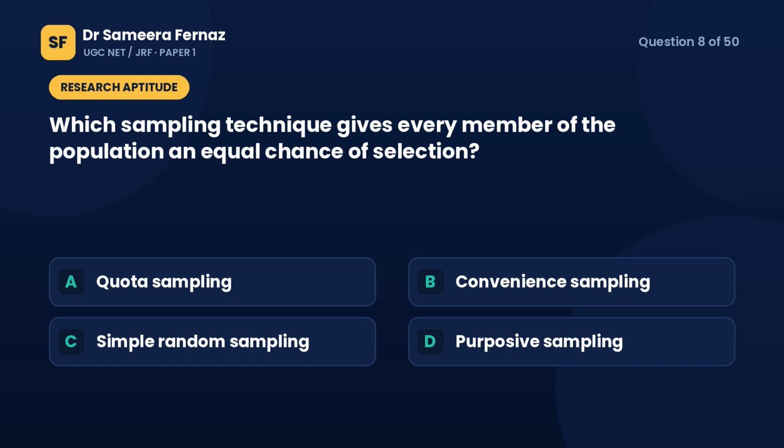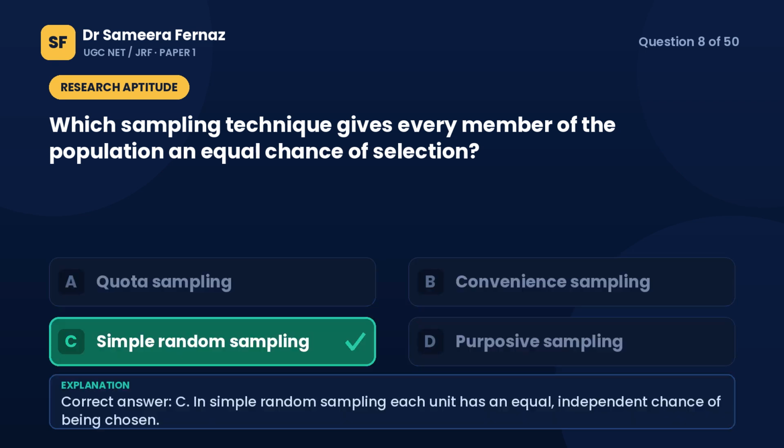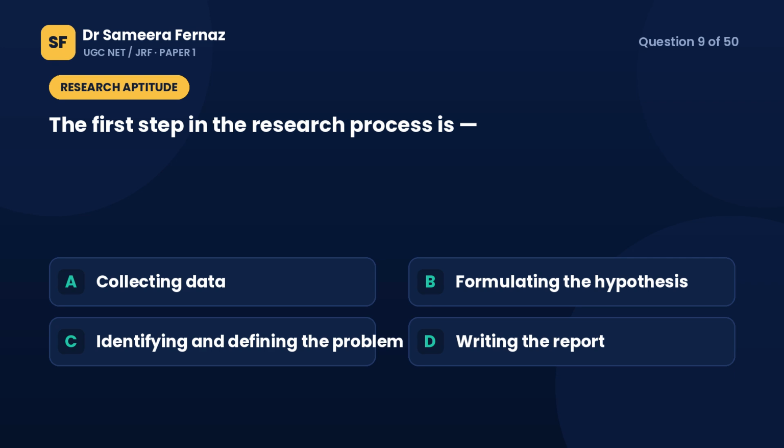Question number 8, Research Aptitude. Which method gives everyone an equal chance of being picked? So the answer is option A, simple random sampling. Every person has the same fair chance.